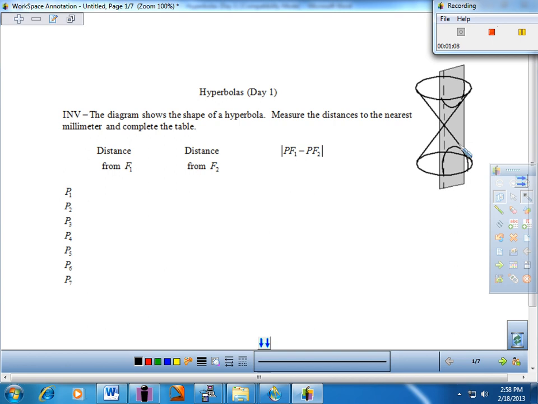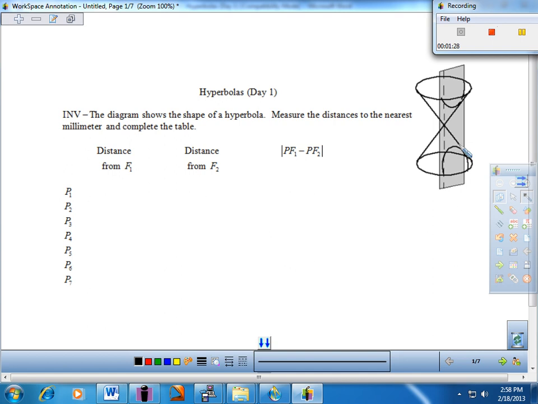As I've done in the past, I've pasted two branches of a hyperbola on your paper, and I would love for you to get a ruler and try to pull this off if you could. So let me read what I have, and then let's get rolling. It says, the diagram shows the shape of a hyperbola. Measure the distances to the nearest millimeter and complete the table.